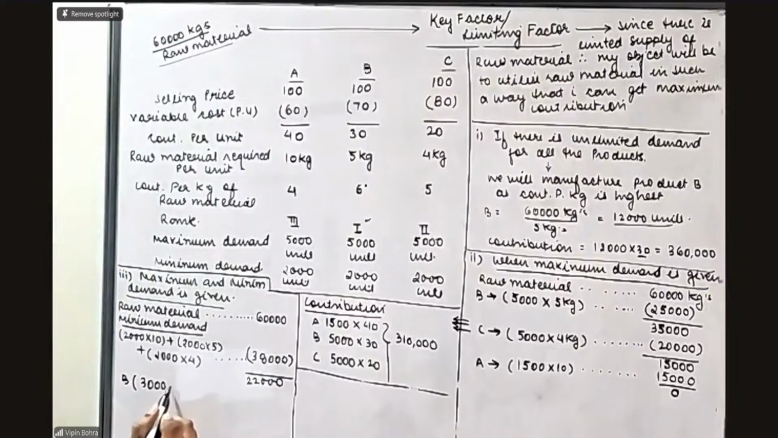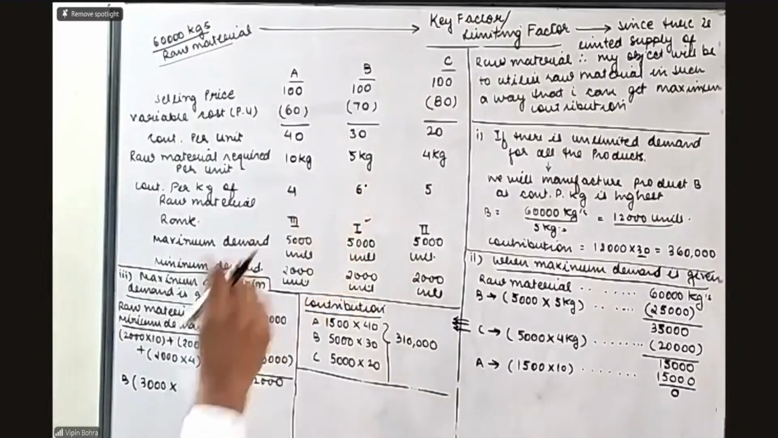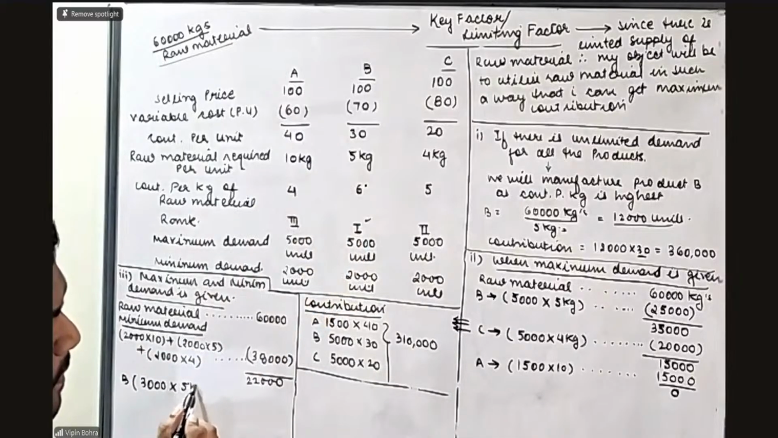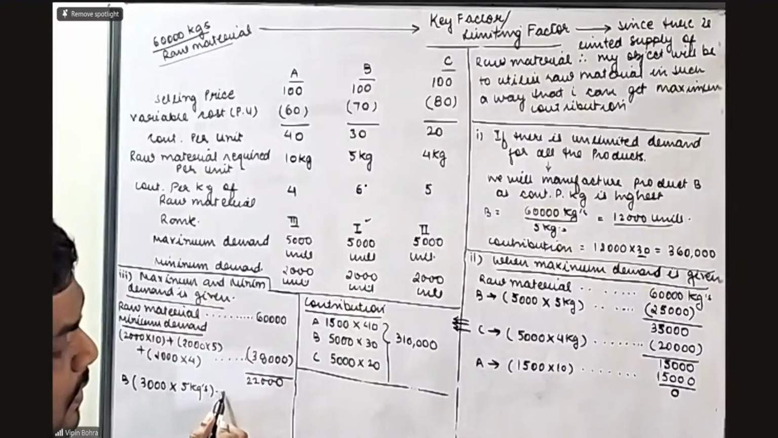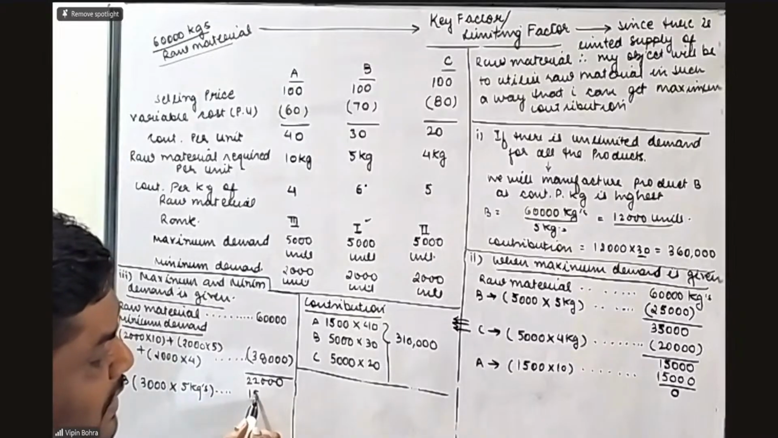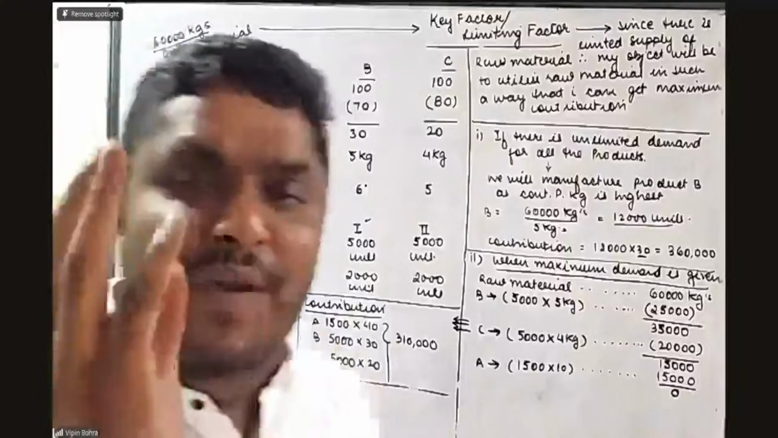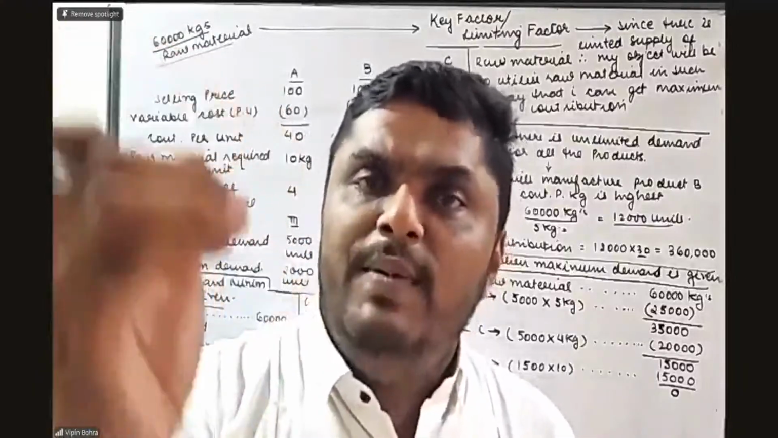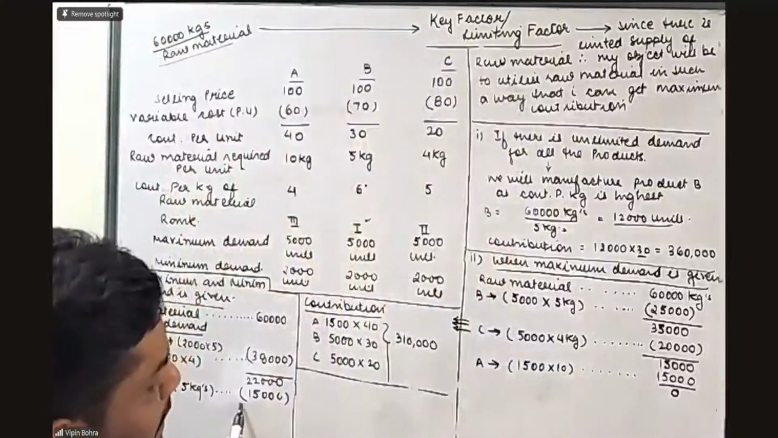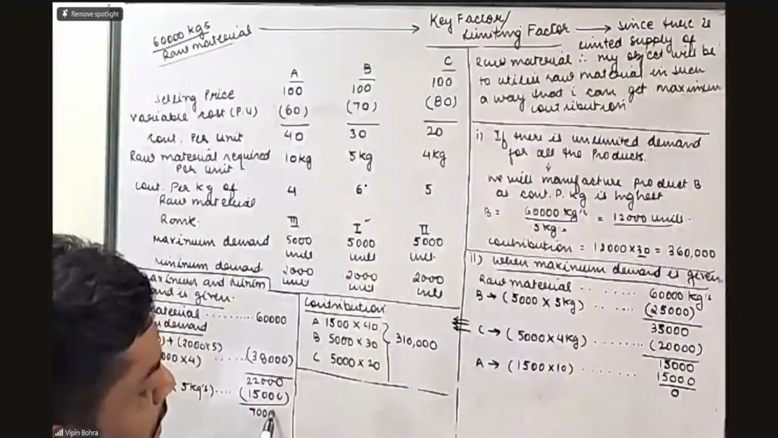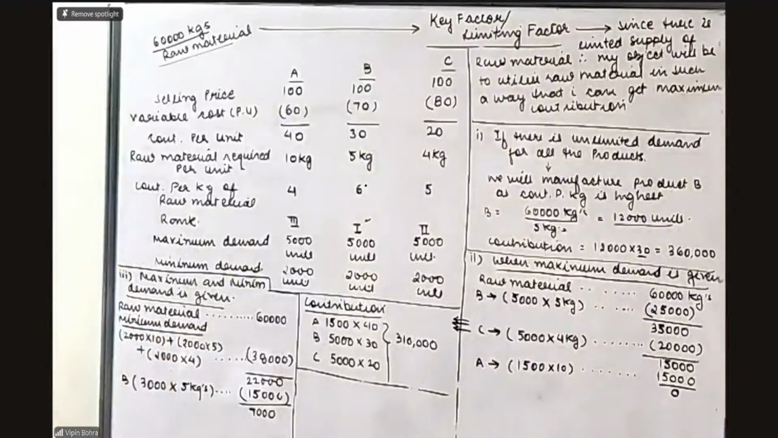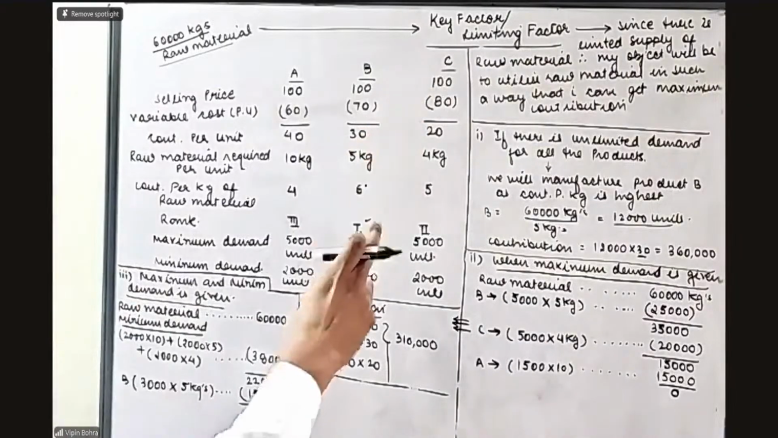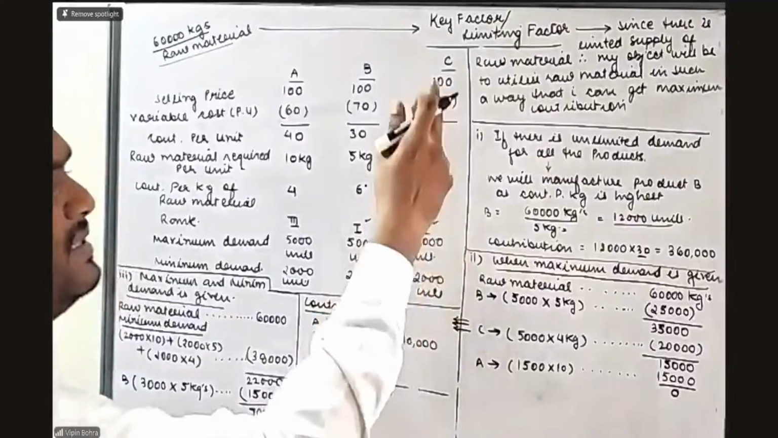So 3,000 of B and the raw material per unit is how much? 5. So it is 15,000. So after fulfilling the minimum demand, after manufacturing the balance units of product B, still we are left out with how many kgs? 7,000 kgs. Now these 7,000 kgs will be utilized to the second priority, that is product C.